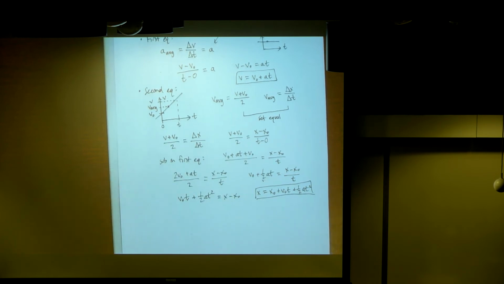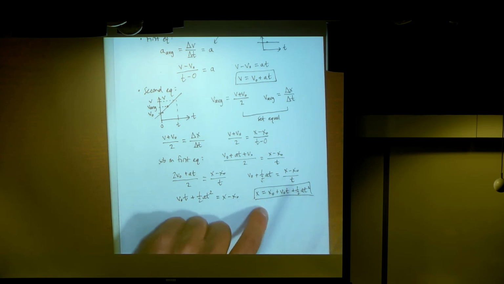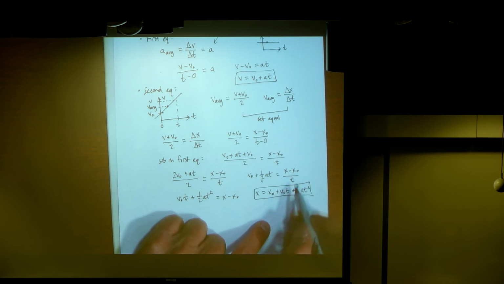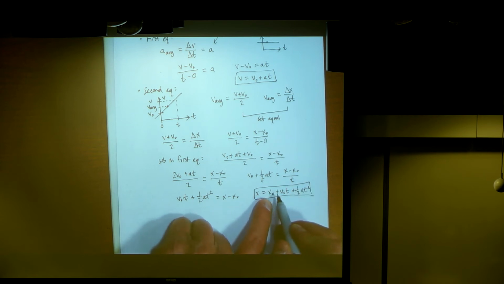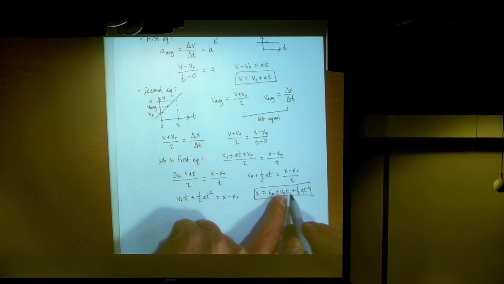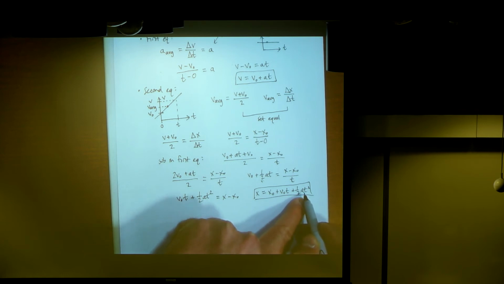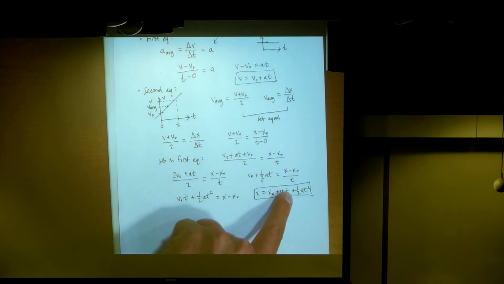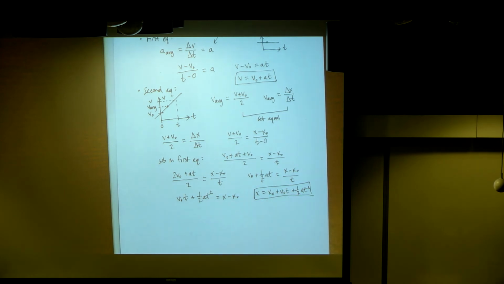What does it tell us? Well, it tells us where an object would be located. It tells us the x value. X is position, right? So if I plug in my starting position x naught, my starting velocity v naught, and I have to know what the acceleration a is, and then I plug in a time, how much time ahead am I trying to predict, this will tell me x, which is the final position. It tells me where the object is located. Okay?